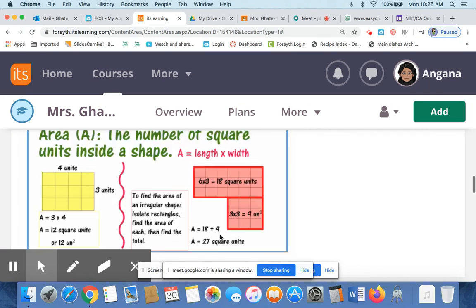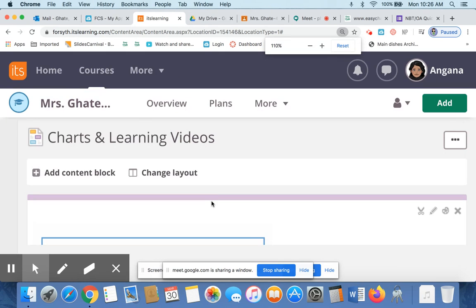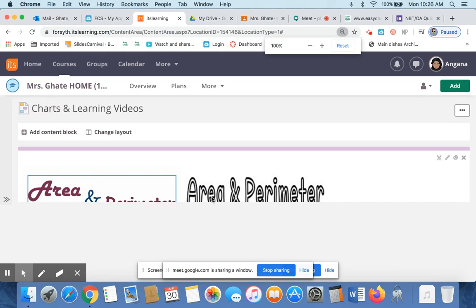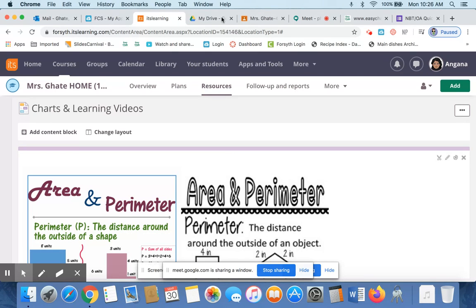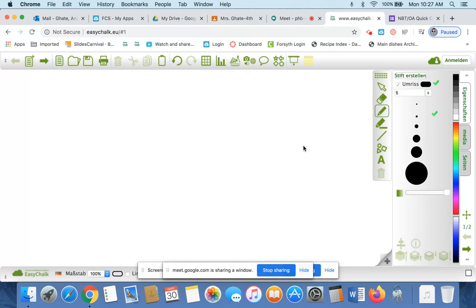Okay, on your paper, I want you to draw the shape that I draw right now. Okay, and I'm just going to open a blank page here. And I want you to draw this shape. And mine's not going to be perfect because I'm on the computer, but you guys get the idea.